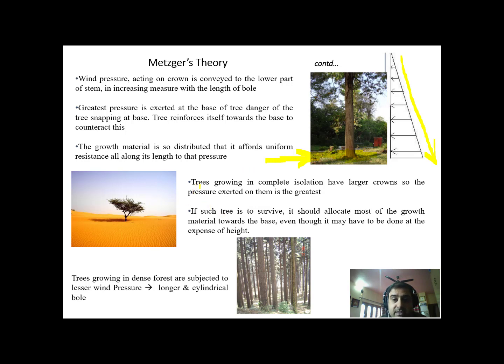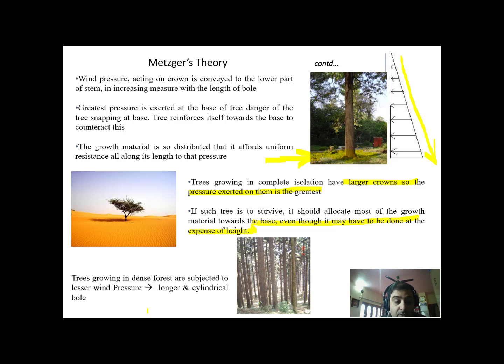Now there is another case, where trees are growing in isolation. These trees develop large crowns, so the pressure exerted on them is the greatest. If such trees, like the tree in the desert you can see here, have to survive, they have to allocate more growth towards the base, at the expense of height. You must have observed that solitary trees, growing individually and not in groups, have a large crown, but they don't attain as much height as trees in dense stands.